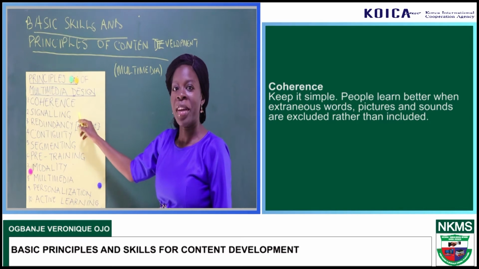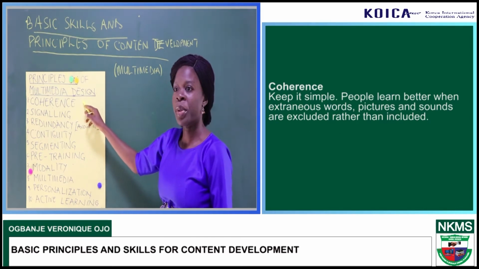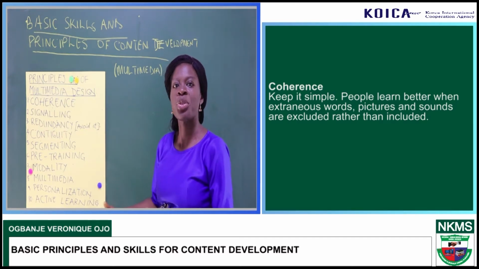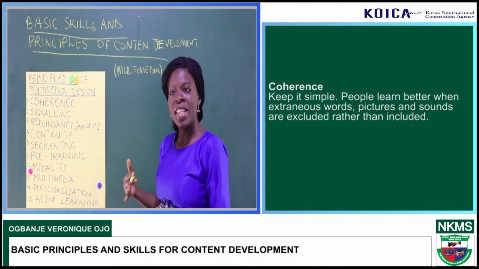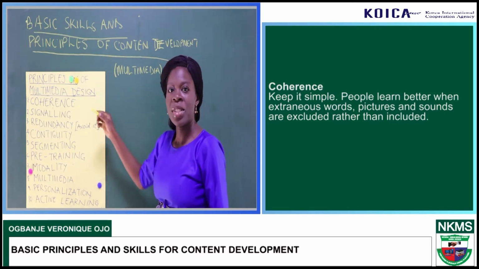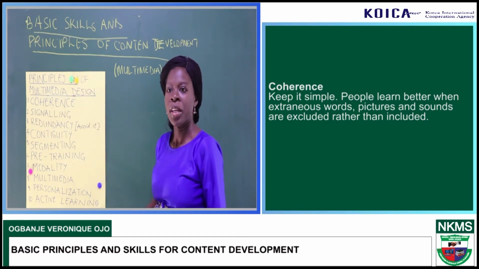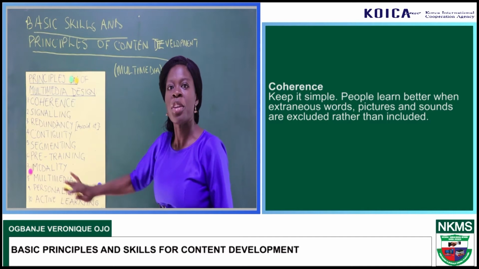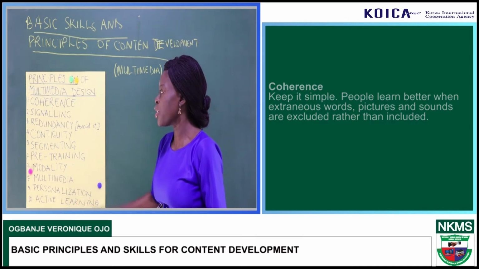What do we mean by coherent? When you are designing content for the classroom, the points should follow. It should flow through a natural sequence that is easy for the learners to understand. In short, I would like to say keep it simple. Do away with extraneous information that is not necessary.